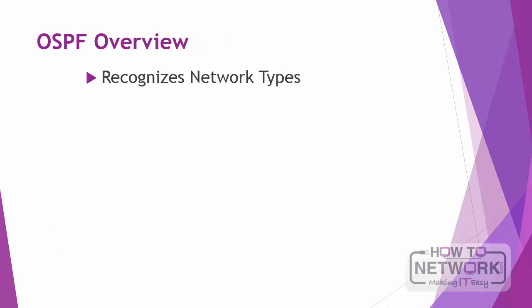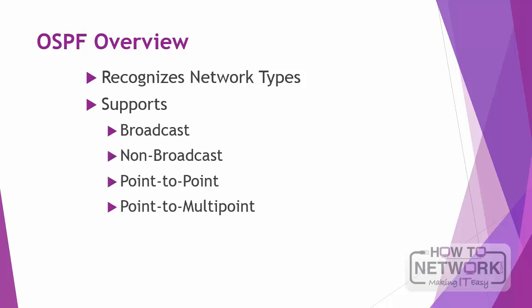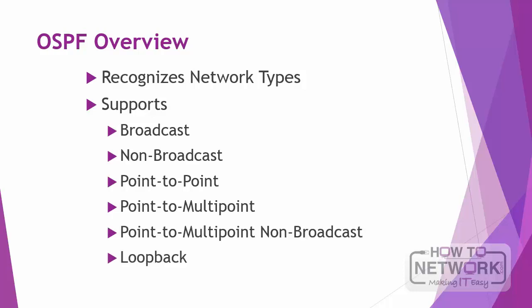Another aspect that adds to the design complexity of OSPF is that it can be configured to behave differently depending on the topology in which you are implementing it. OSPF recognizes different network types, and this will control the following actions, such as how updates are sent, how many adjacencies are made with the OSPF speakers, and how the next hop is calculated. OSPF supports the following network types: broadcast, non-broadcast, point-to-point, point-to-multipoint, point-to-multipoint non-broadcast, and loopback.